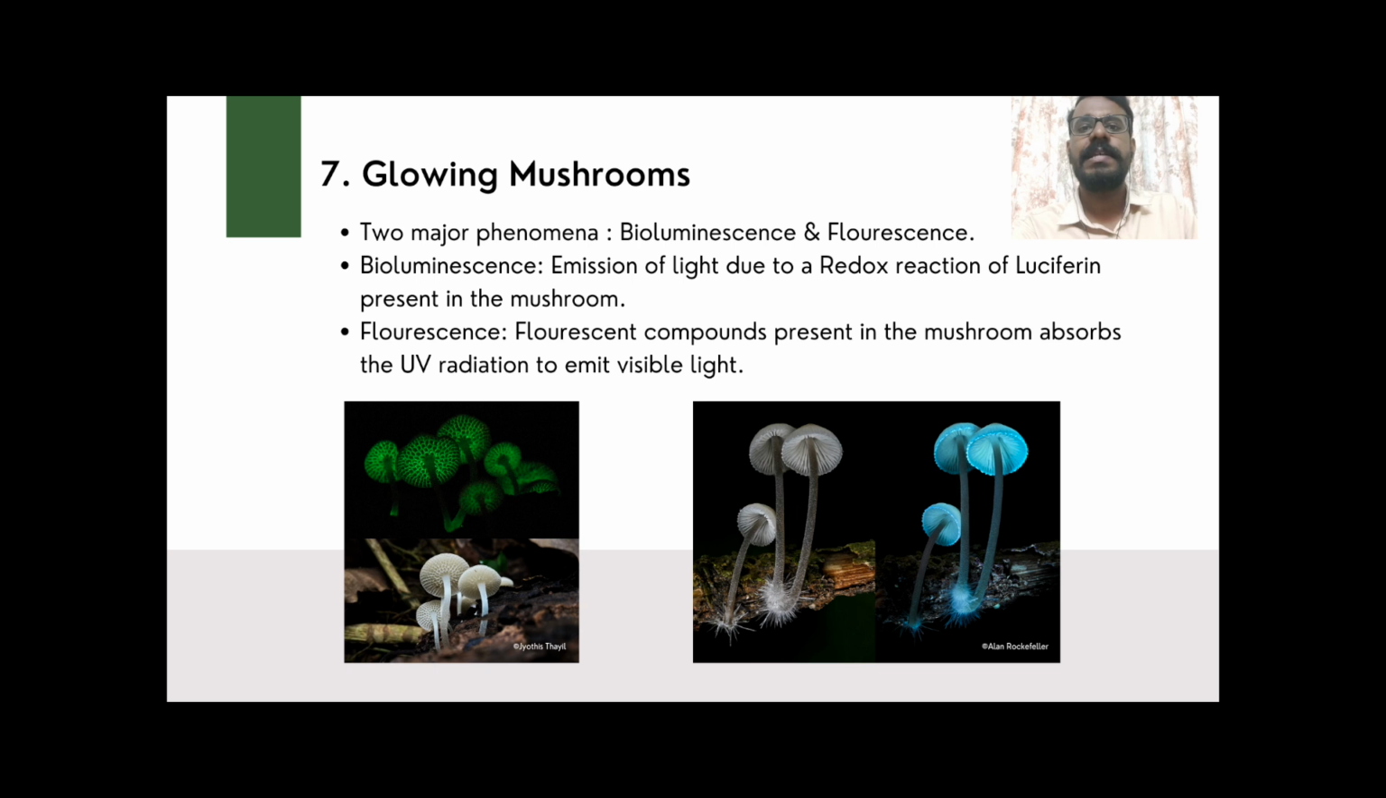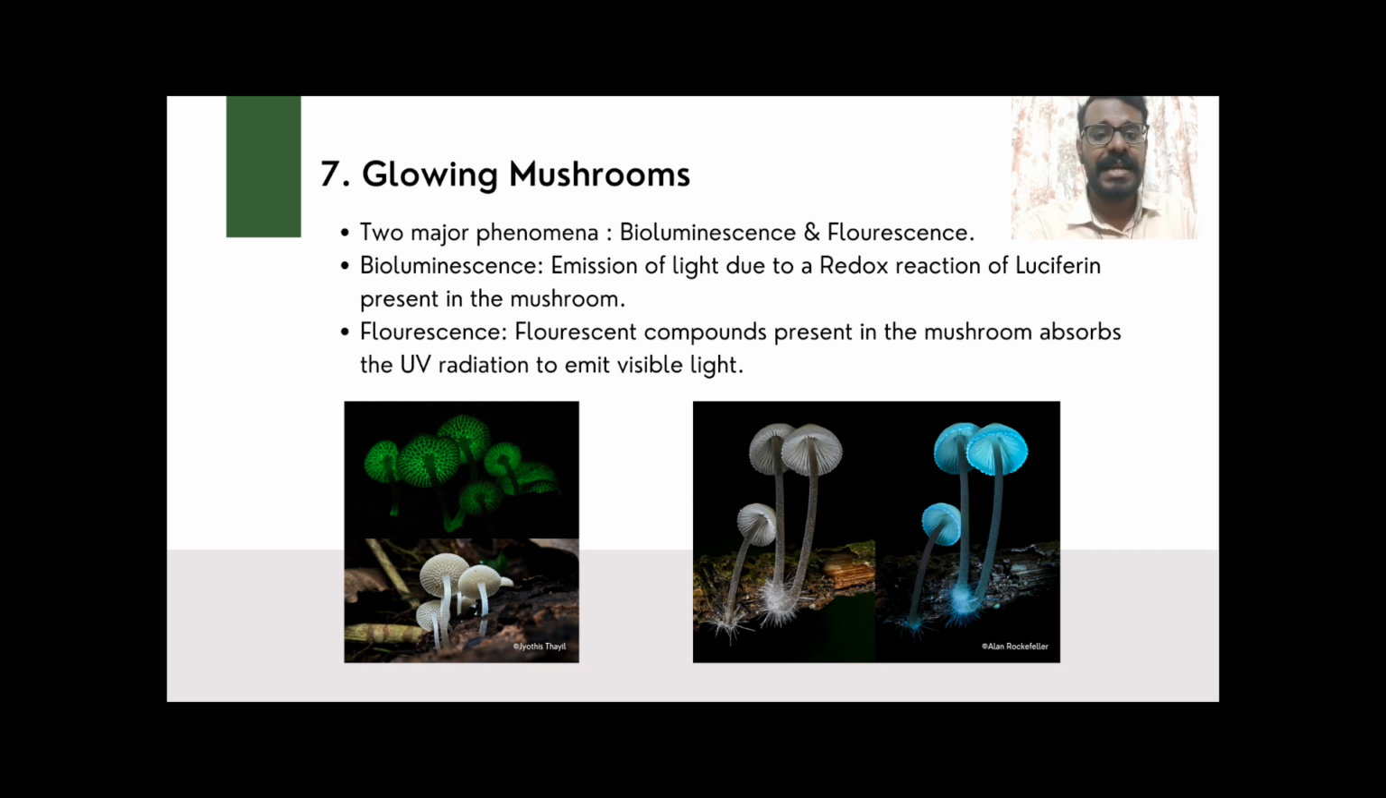In the case of fluorescent mushrooms, they do not emit light under normal conditions. They emit light when they are illuminated with UV radiation. So if you have a UV lamp or a UV torch, and you shine it at a mushroom which has fluorescent properties, you can see them glowing.